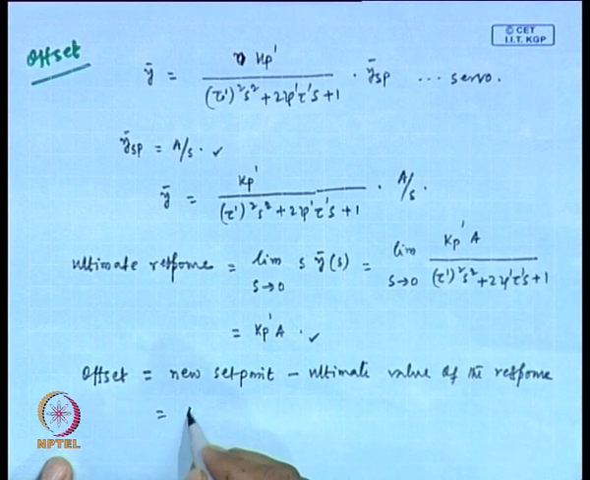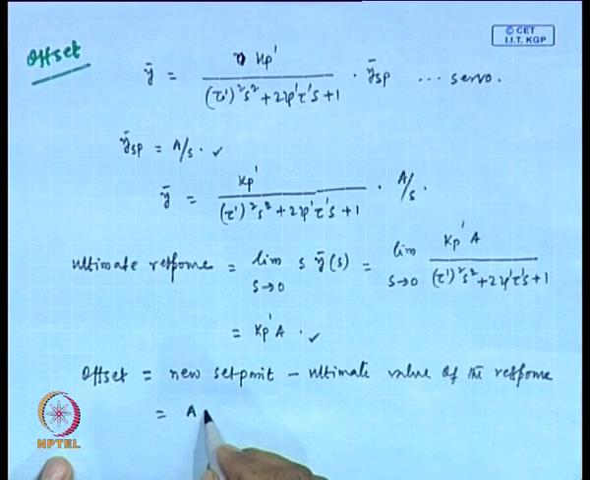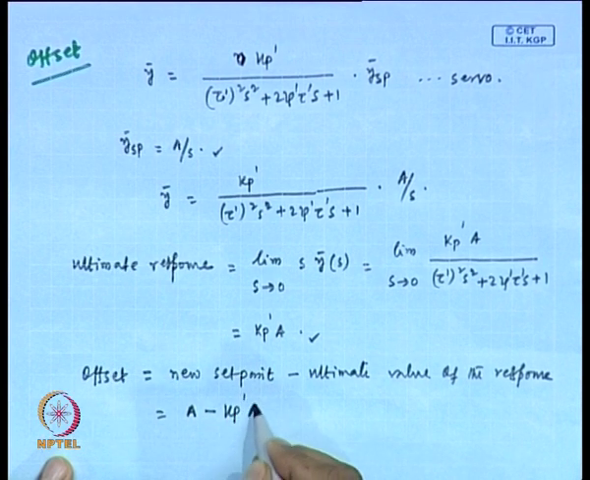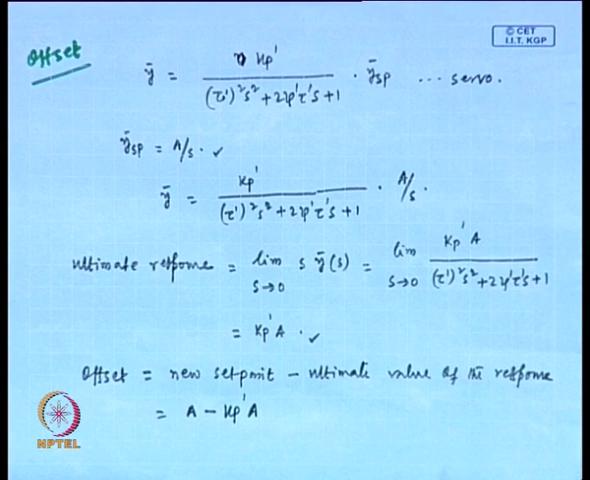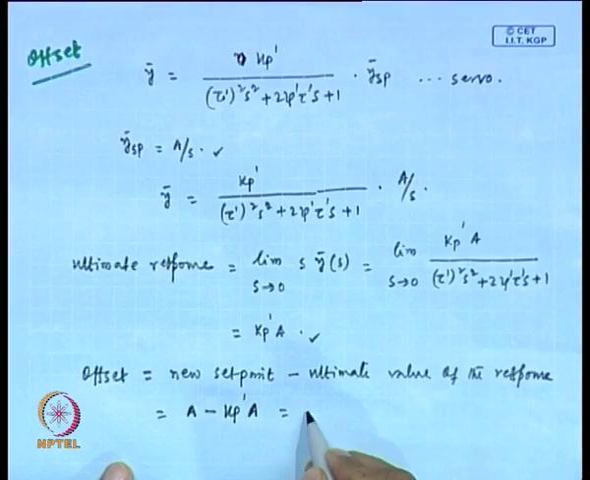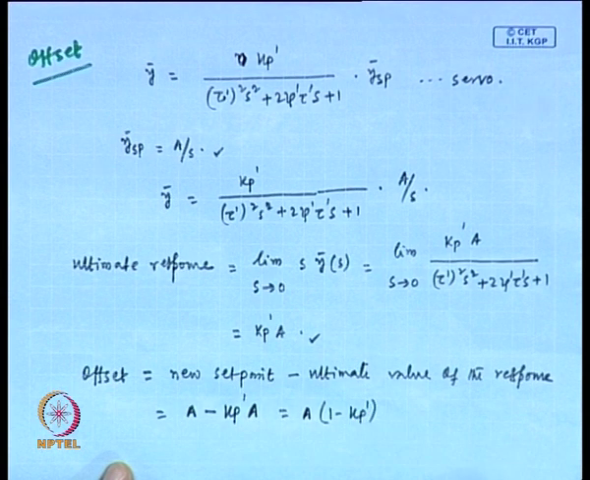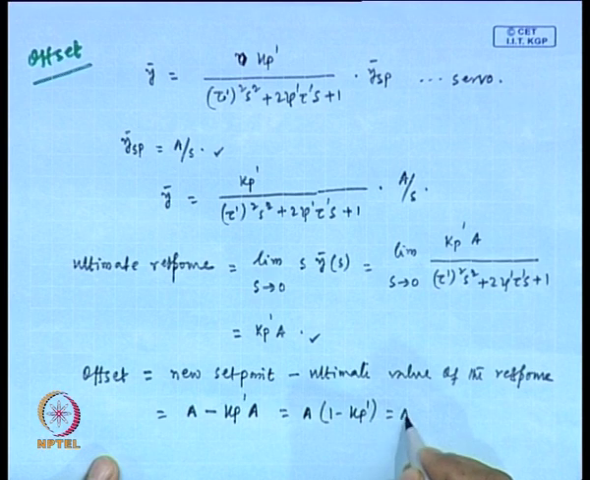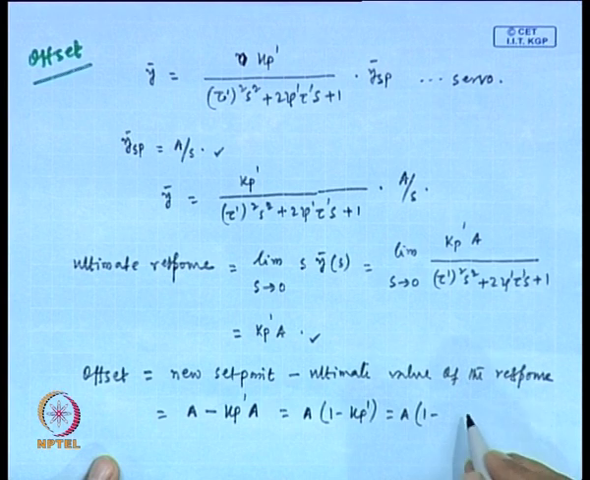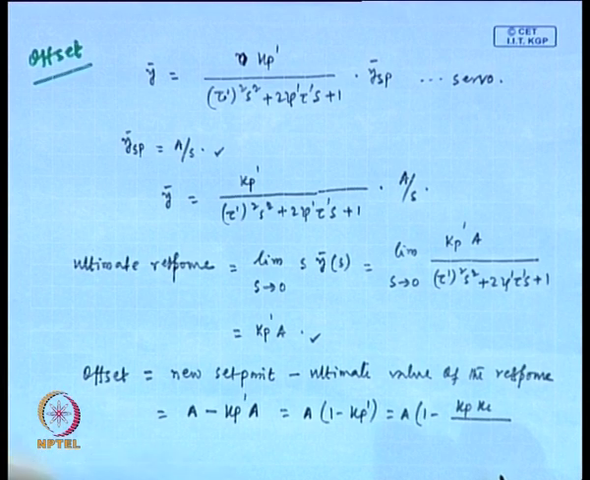So, the new set point is a, and the ultimate value is Kp prime a. So, a multiplied by 1 minus Kp prime. Now, we will substitute the expression of Kp prime. So, a times 1 minus Kp prime is Kp Kc divided by 1 plus Kp Kc.